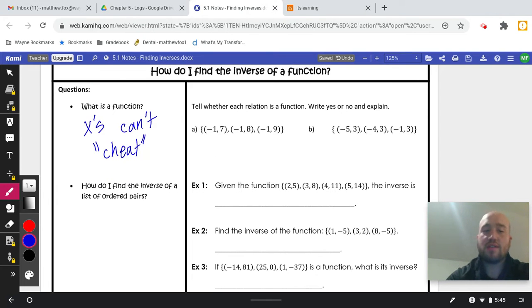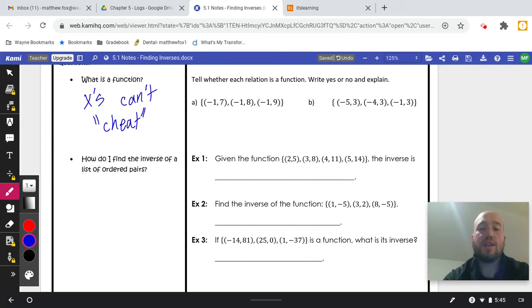So if we look here, it says tell whether each relation is a function, yes or no, and explain. This first one, -1 goes with 7, then -1 goes with 8, and then -1 goes with 9. Since the x value -1 has 3 different partners, 7, 8, and 9, if it's more than 1, then we have a problem. So no, the reason is -1 is paired with multiple numbers.